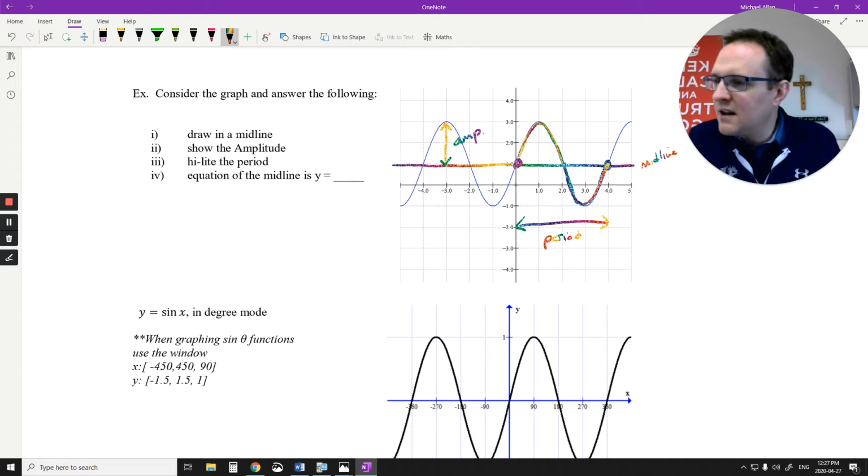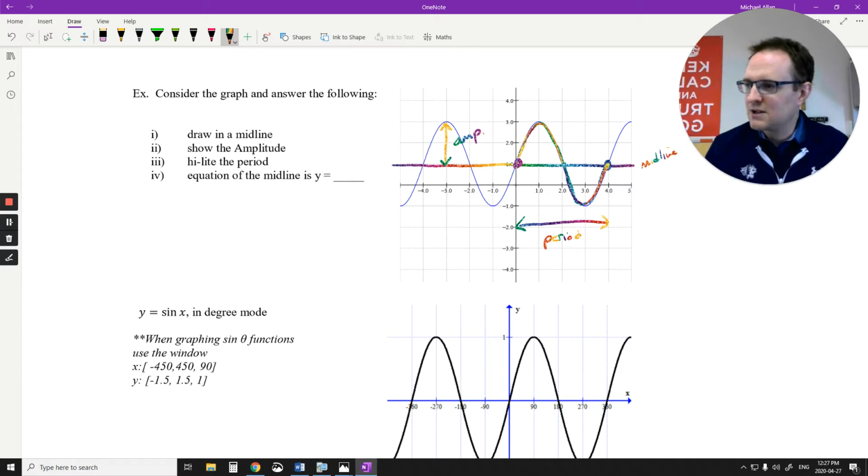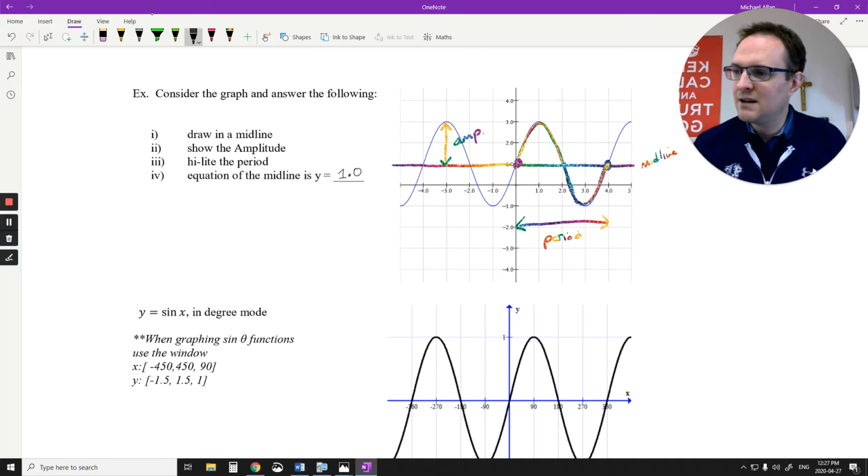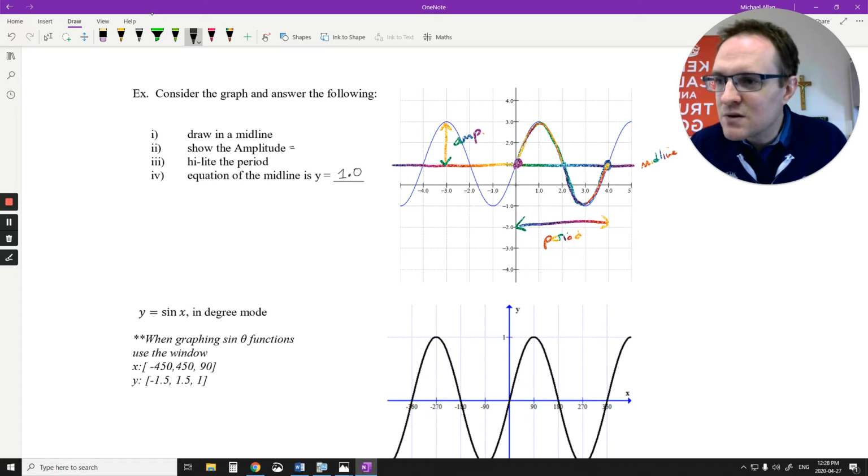Okay, and the equation. I can actually calculate some of these now. So I calculate what is my amplitude, what's my midline. So the equation of the midline here is y is equal to 1. That's the equation. I can't just say the midline is 1. I have to say the equation of the midline is y equals 1. The amplitude here is just a number. So the amplitude is 2. It goes from 1 up, so 1, 2. So its amplitude is 2.